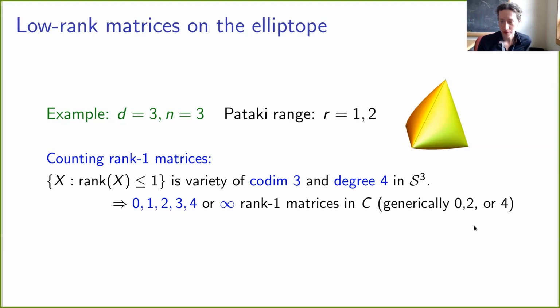So if you're an algebraic geometer, what you might do is count dimensions of things. The set of rank 1 matrices is codimension 3. So if you take a 3-dimensional affine slice, you expect to hit it. And it's degree 4, whatever that means. And so what this means is that your options are 0 through 4, or infinitely many rank 1 matrices. And you should expect to get 0, 2, or 4.